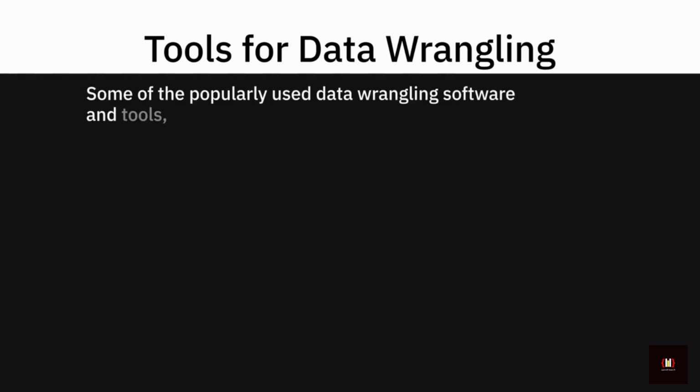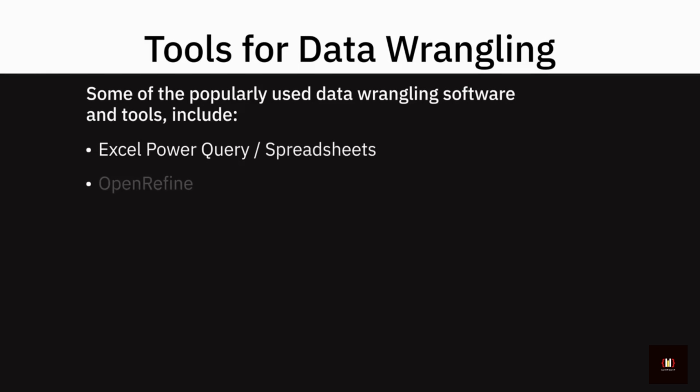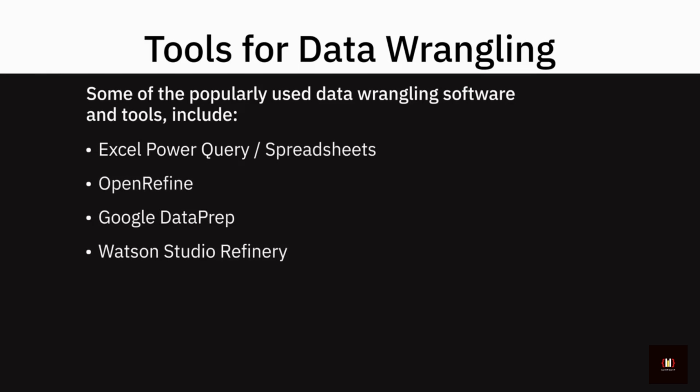In this video, we will look at some of the popularly used data wrangling software and tools, such as Excel Power Query or spreadsheets, OpenRefine, Google Data Prep, Watson Studio Refinery, Trifecta Wrangler, Python, and R. Let's begin with the most basic software used for manual wrangling, spreadsheets.